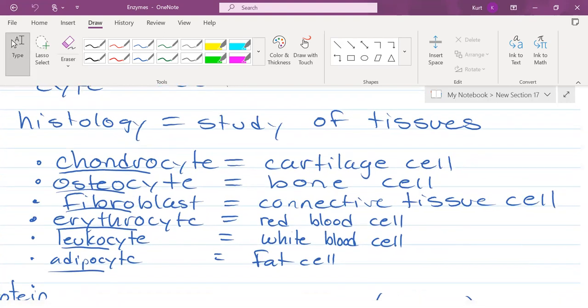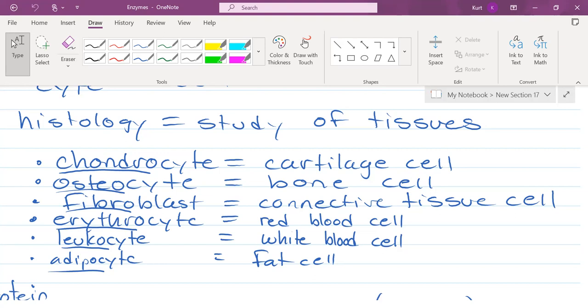A chondrocyte is a cartilage cell. Chondro means cartilage. Sharks and rays are called chondrichthyes because their skeletons are made of cartilage. Osteocyte means bone cell. You ever heard of osteoporosis? That's weakening of the bone. Osteo means bone. We have fibroblasts. These are connective tissue cells.